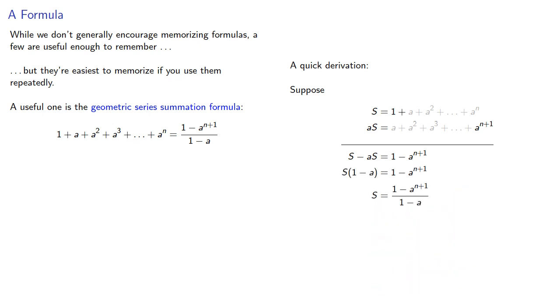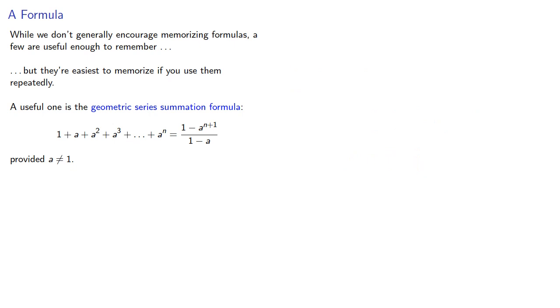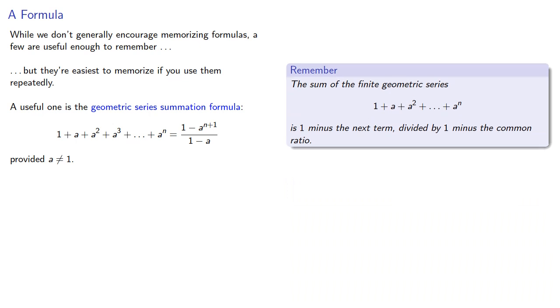Now, since this is a finite series, the only thing we have to worry about here is a can't be equal to 1. Otherwise, we can always find the sum of this finite series using our formula. And one way you might remember this summation formula is that the sum of the finite geometric series, starting with 1 and adding the powers of a, is 1 minus the next term divided by 1 minus the common ratio.